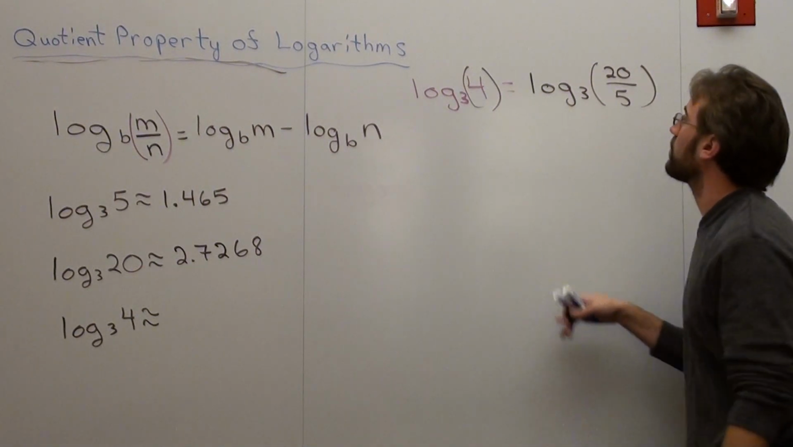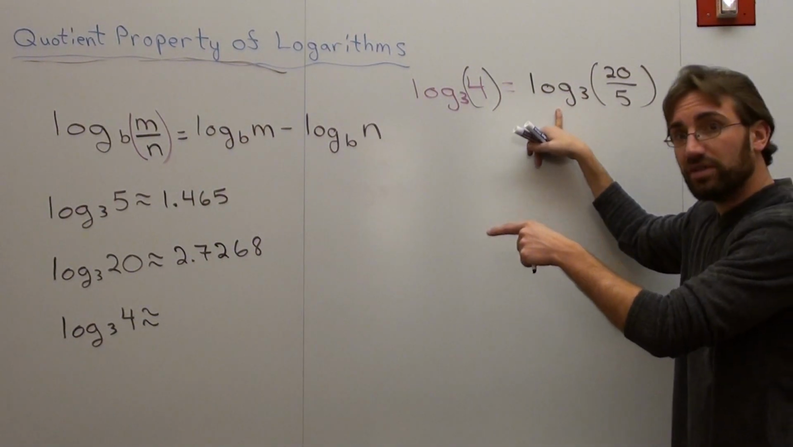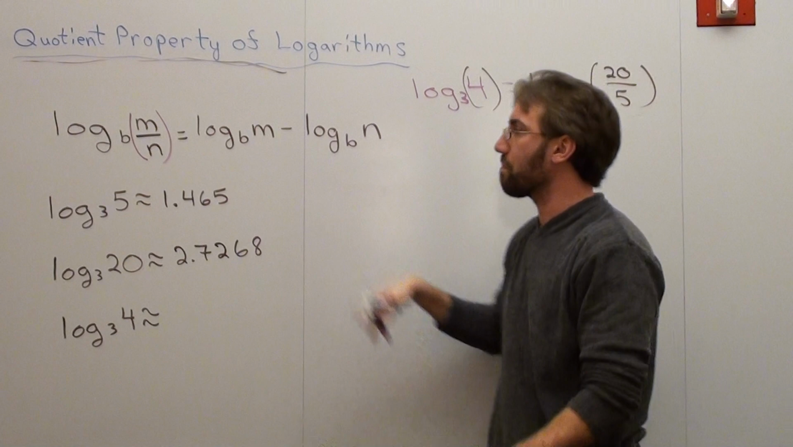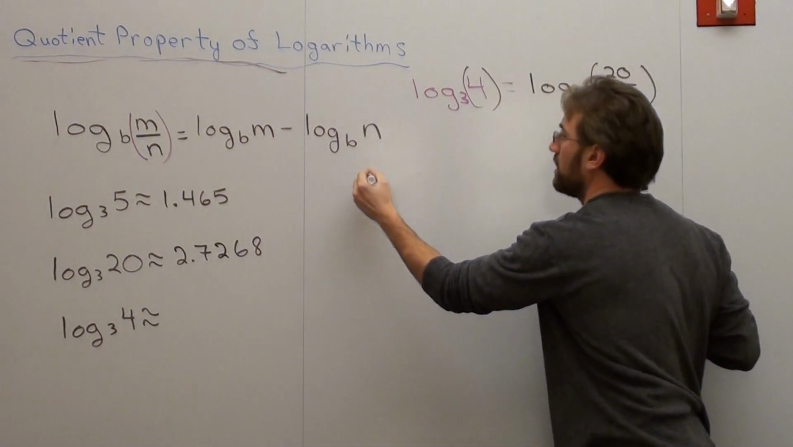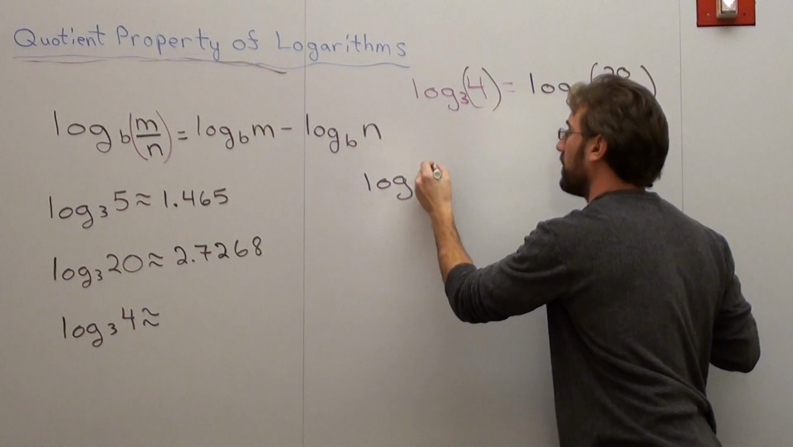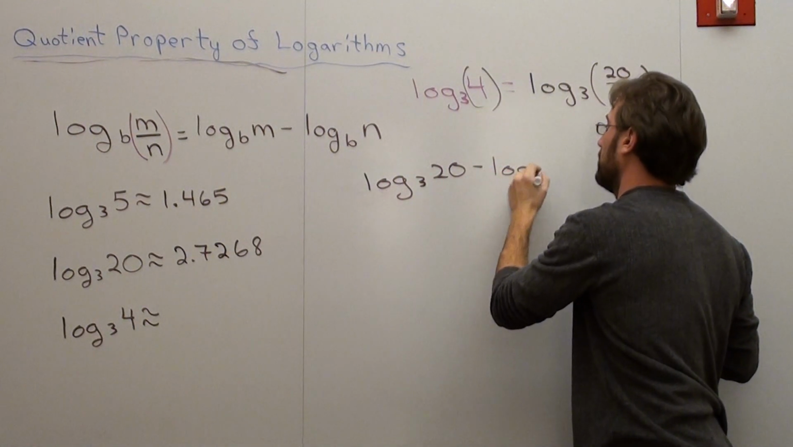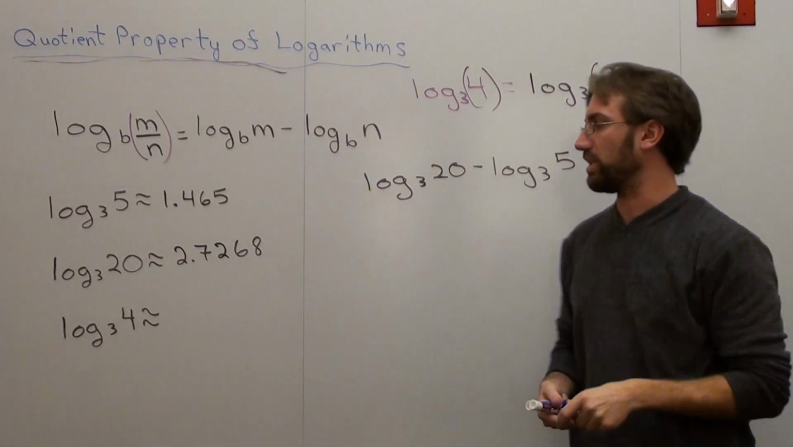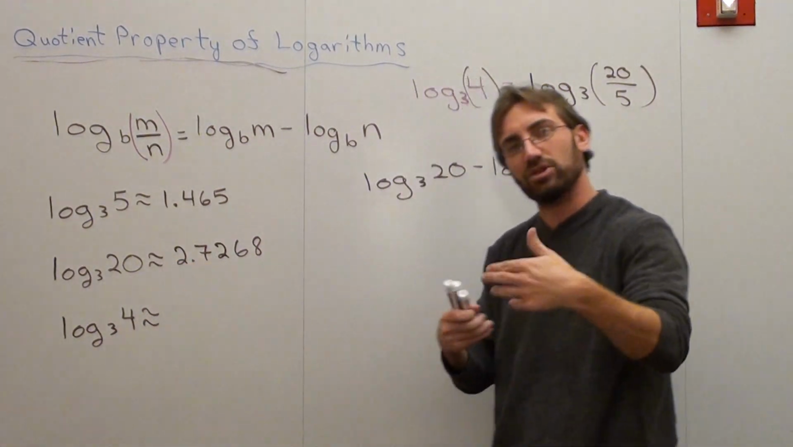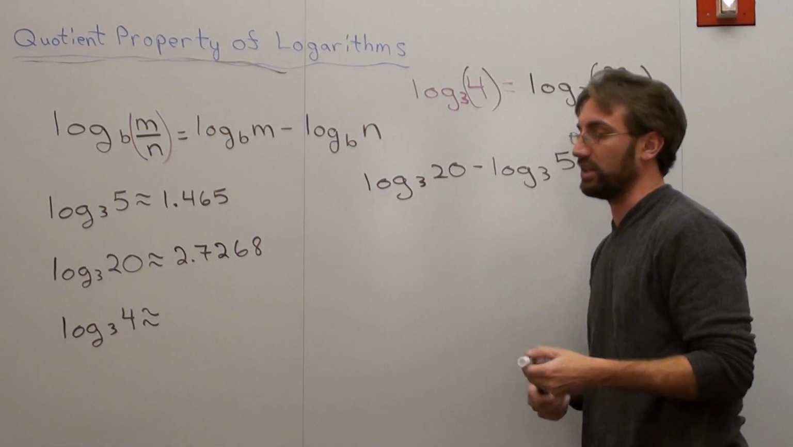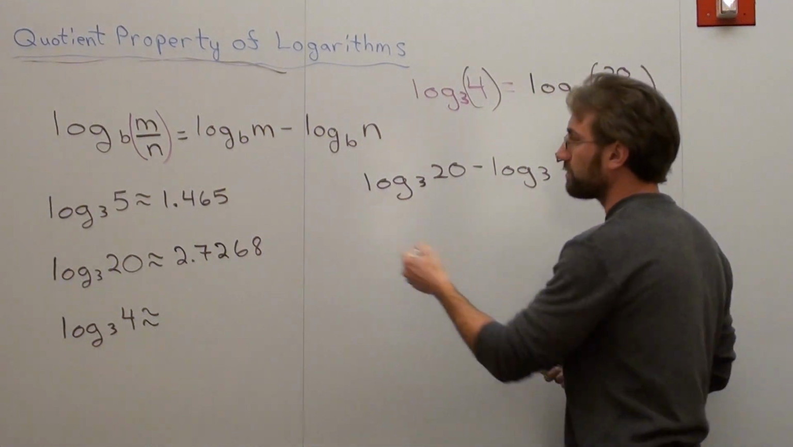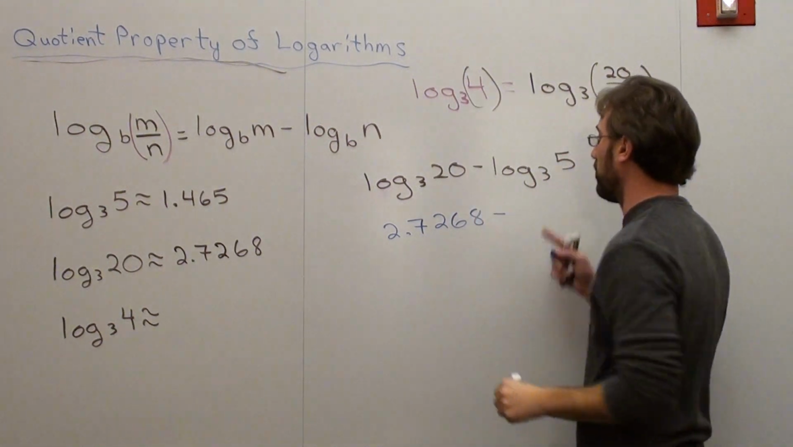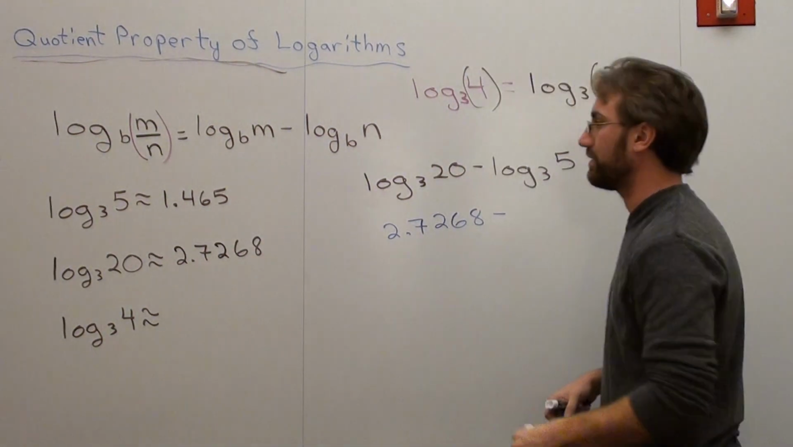Big deal. So here's what we're going to do. We're going to use the quotient property of logarithms on this problem and expand it. So if I expand this, it's the log base 3 of 20 minus log base 3 of 5. I know what the log base 3 of 20 is. It's 2.7268. At least that's what I was given. And yeah, you would be given this if you were expected to solve a similar type of problem. So it's 2.7268 minus log base 3 of 5, which is 1.465.